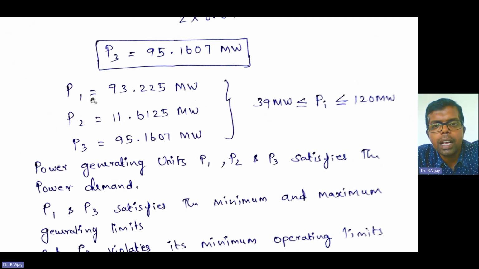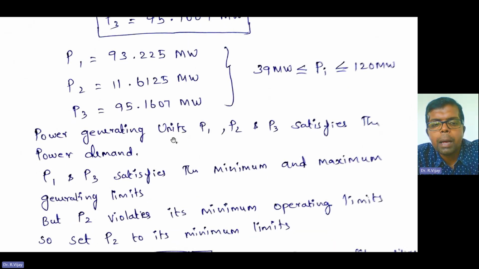Just see, P1 is equal to 93.225 megawatt. So it is in the limit. This is within the minimum and maximum generating limit. Next, P2 is equal to 11.6125 megawatt. But P2 violates its minimum operating limit. So set P2 to its minimum limit. Whichever is violating, set it to its minimum limit.